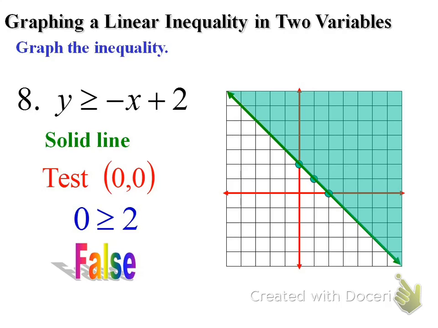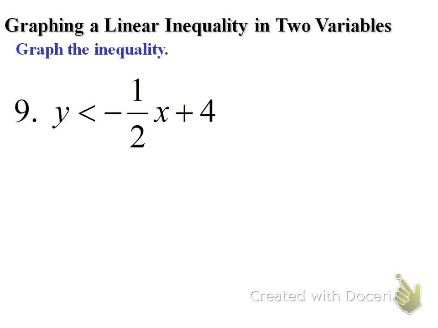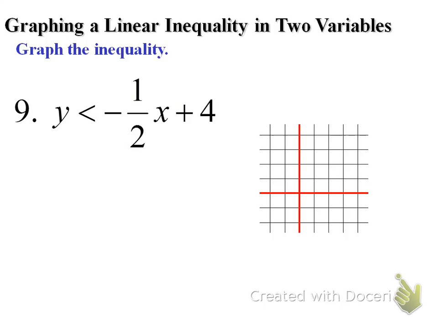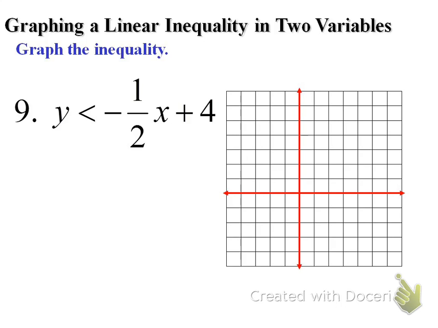What are your questions? All right, here's number 9. Again, this is a pretty simple one to graph because y is already by itself. So we are going to start at 4. Very good. Now, the slope is -1 over 2. So what am I going to do? Go down 1, right 2. Down 1, right 2. Down 1, right 2.